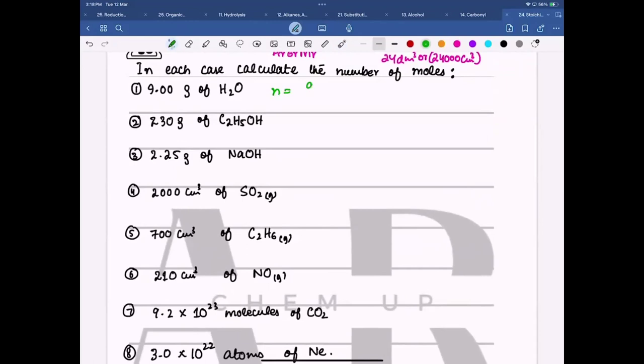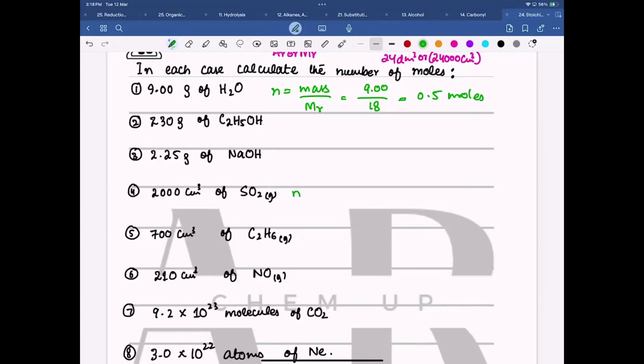For example, 9 grams. So mole is equal to mass upon Mr because it's water, it's a molecule. So there is a 9. And what is the Mr of water? Oxygen is 16 and 16 plus 2 is 18. Yeah, very good, 18. So I will get 0.5 moles.